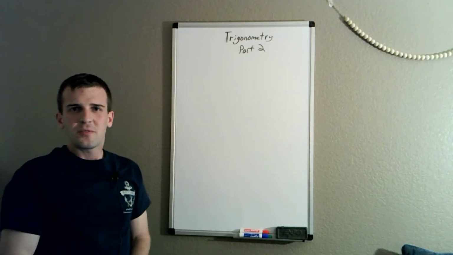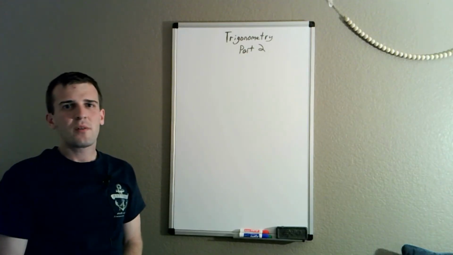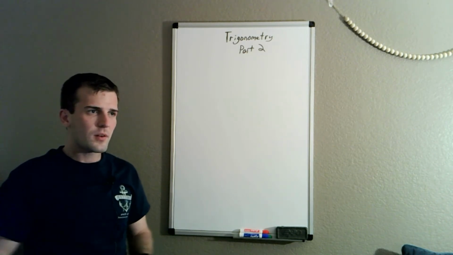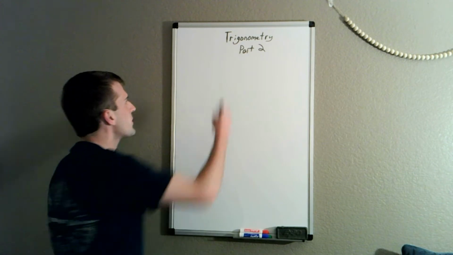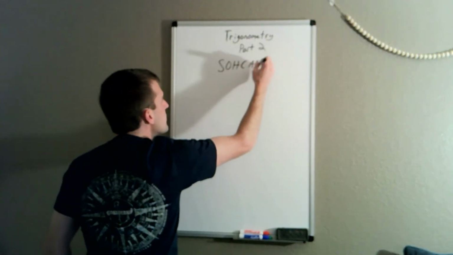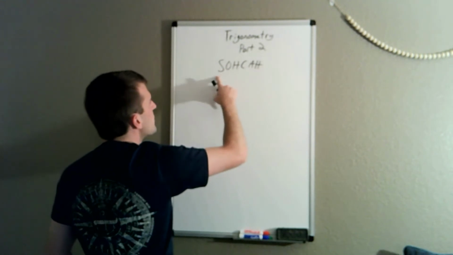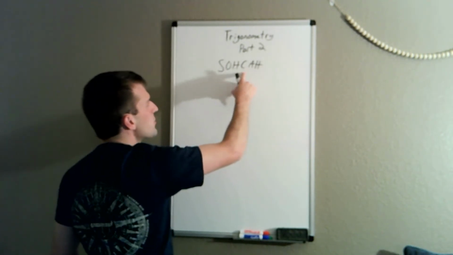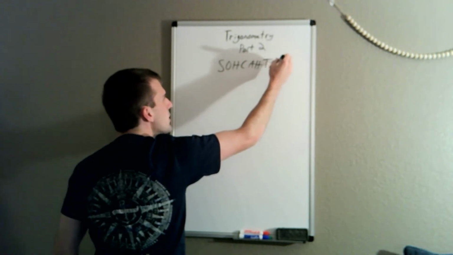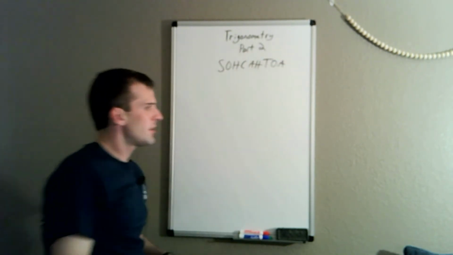Alright, welcome back to Physics Math, and this is part 2 of our review of trigonometry. So, last time we talked about Sohcahtoa, which stands for sine is equal to opposite over hypotenuse, cosine is equal to adjacent over hypotenuse, and tangent is equal to opposite over adjacent.